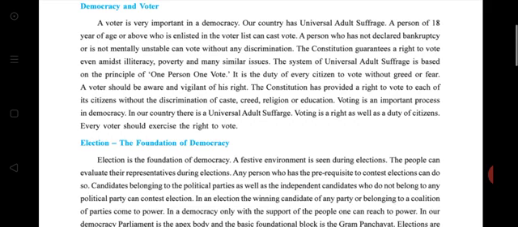It is compulsory. A person who has not declared bankruptcy or is not mentally unstable can vote without any discrimination. The Constitution guarantees the right to vote even amidst illiteracy, poverty, and many similar issues. The system of universal adult suffrage is based on the principle of one person, one vote. That means one citizen can cast only one vote, not more than one.